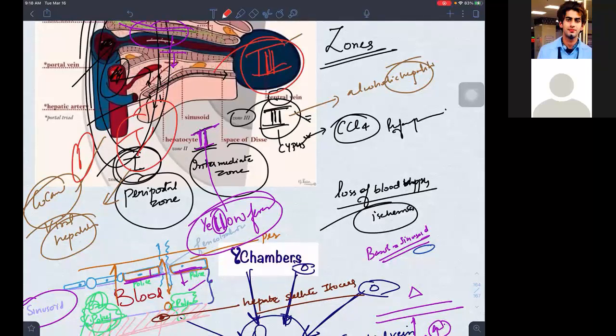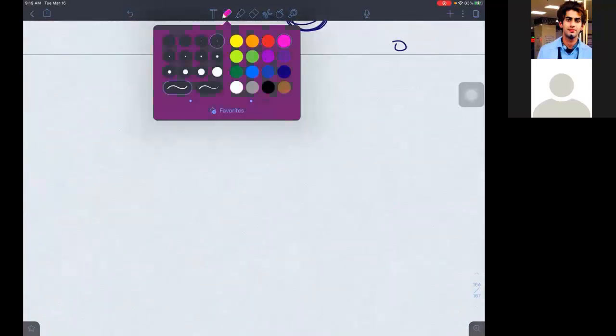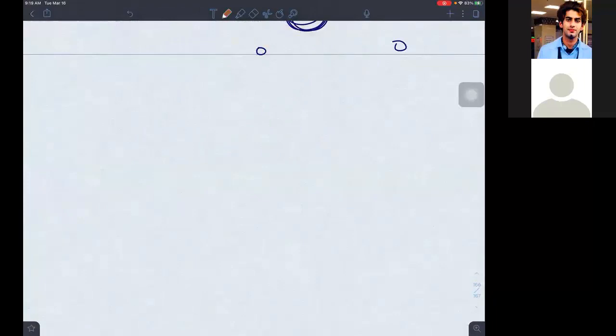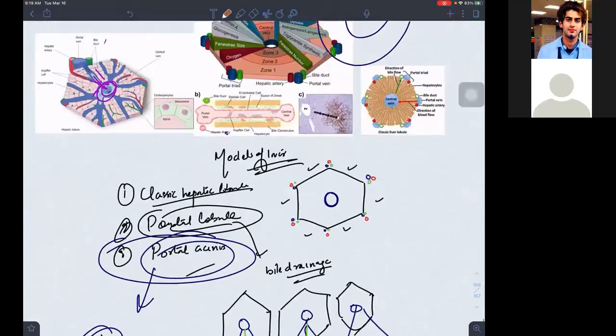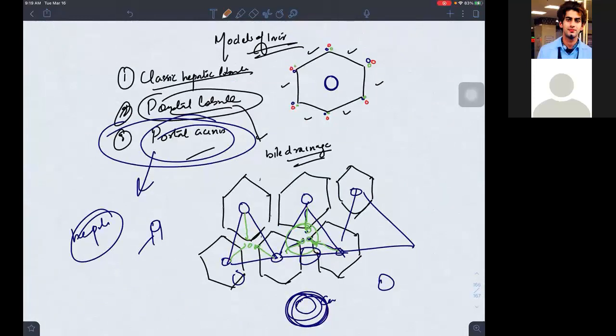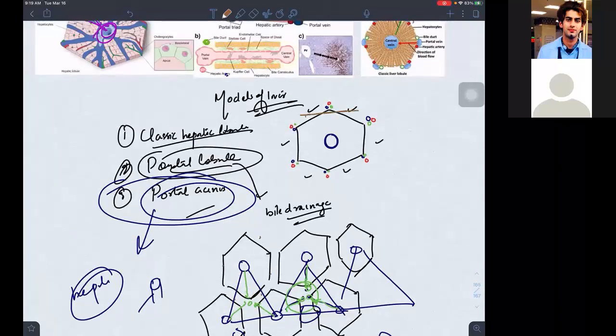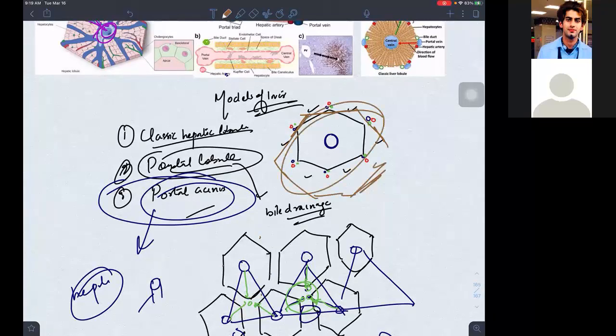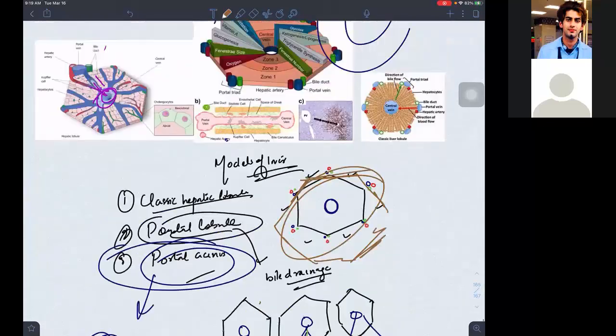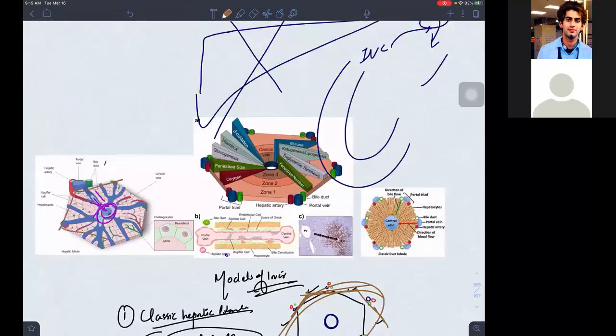So can I draw like this to end this topic of liver histology? I should make it a hexagon actually. It should be made like this mostly. Let me correct myself. I was making a benzene ring. So it should be like this.